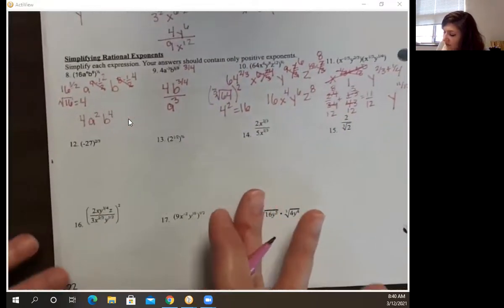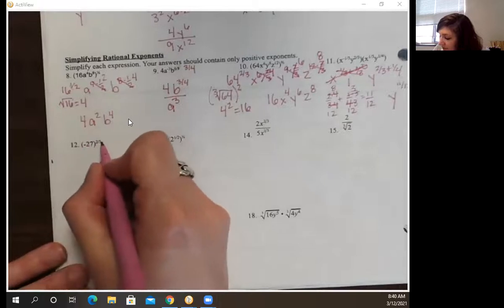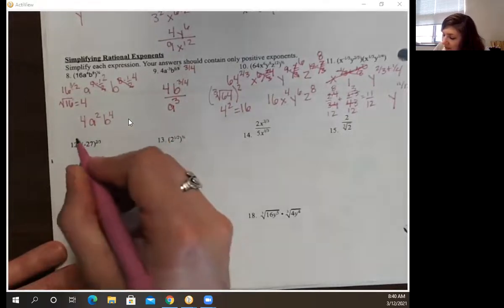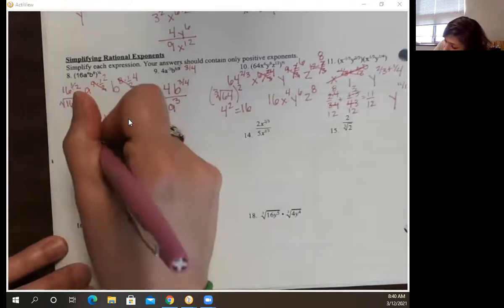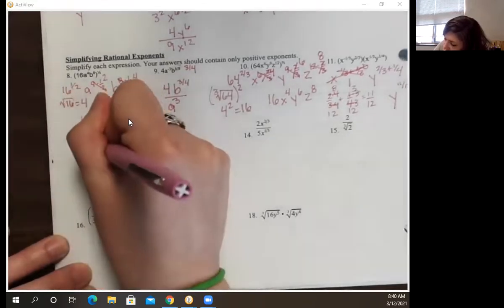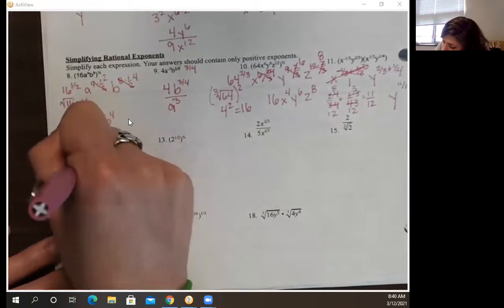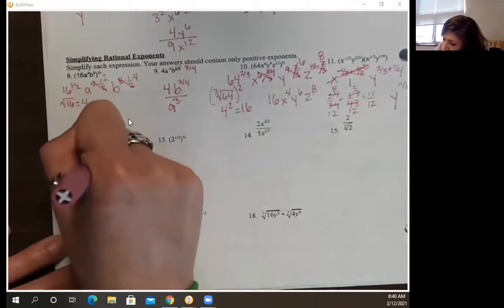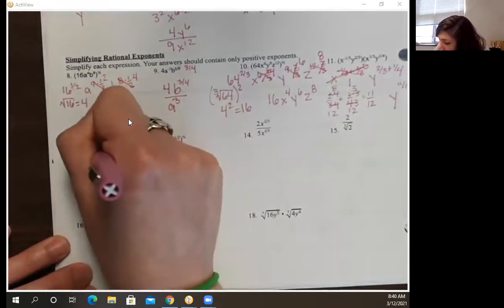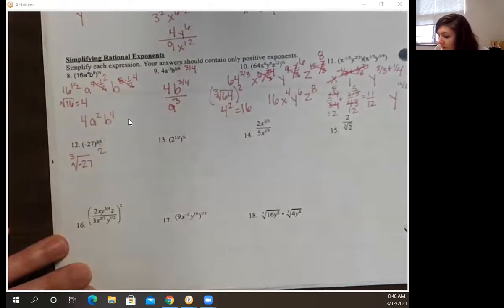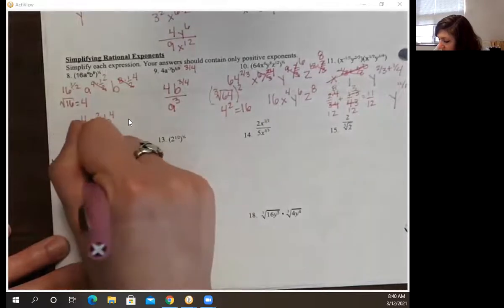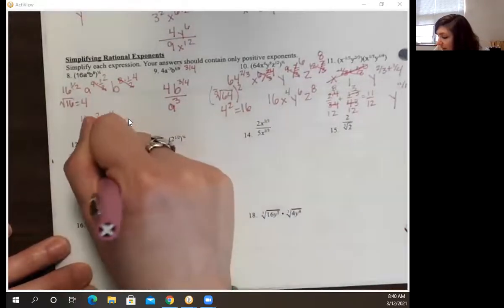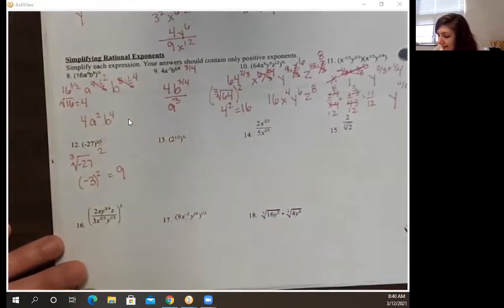If I take a look at number 12, I've got negative 27 to the 2/3 power. I could actually rewrite this in radical form so that I can simplify. So this would be a cube root. So I've got the cube root of negative 27, and then I want to square whatever that is. The cube root of negative 27 would be negative 3. And then I want to take negative 3 and square it. That would give me 9.